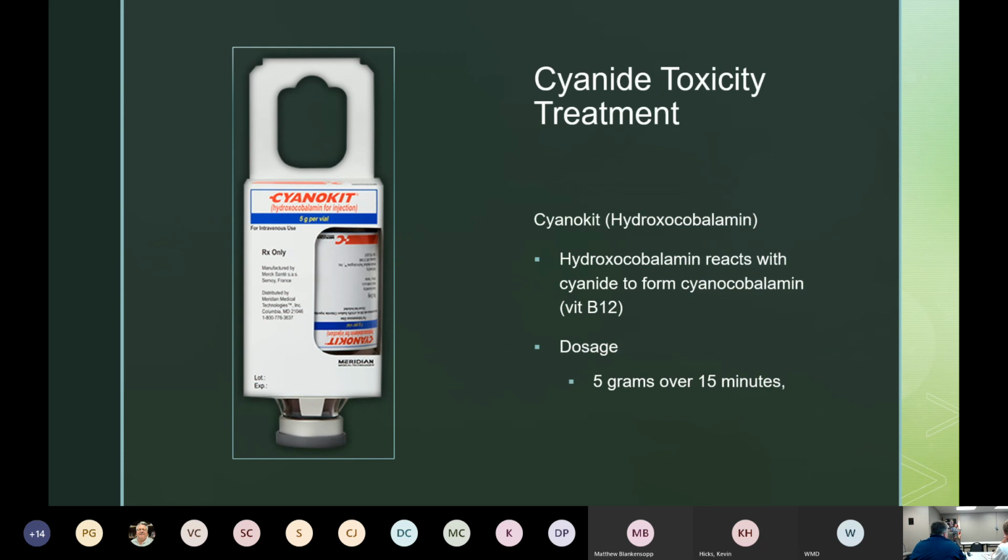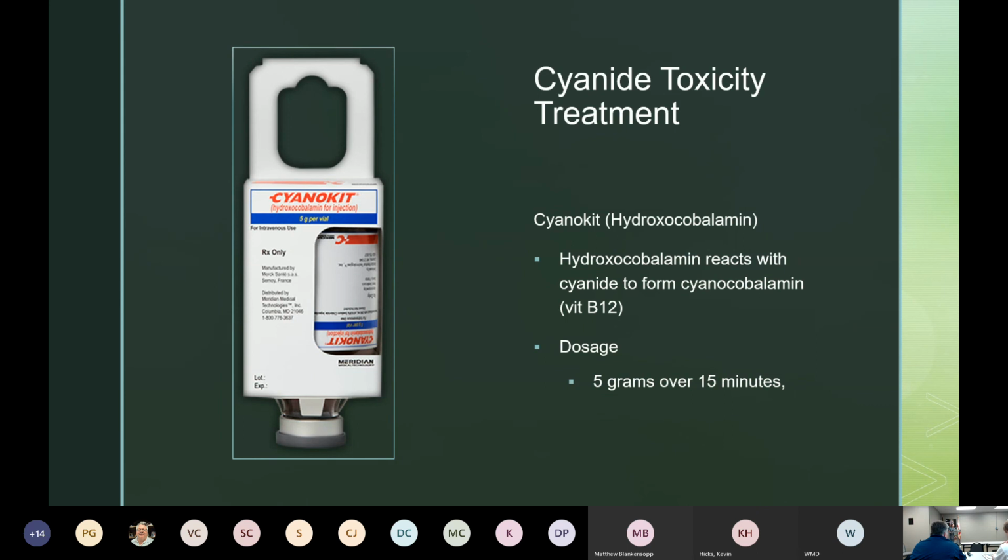So the treatment, Cyanokit, hydroxocobalamin. There's a couple of older kits that have some sulfide agents that they used to use, but the first go-to drug now is hydroxocobalamin. It basically reacts with cyanide to form cyanocobalamin, which is actually B12. So it reacts in the body and creates a super safe vitamin. That's how it works. The dosage, 5 grams over 15 minutes. You might have to redose this.